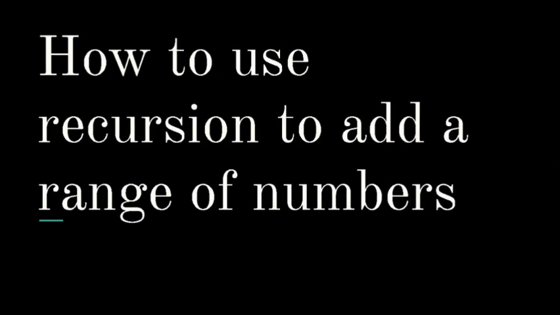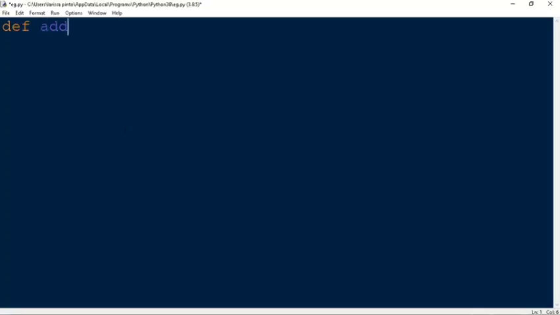How to use recursion to add a range of numbers. Suppose I have the function add numbers. So I write def add numbers, and then I write the start, the end, and the sum. So I write the sum as s.